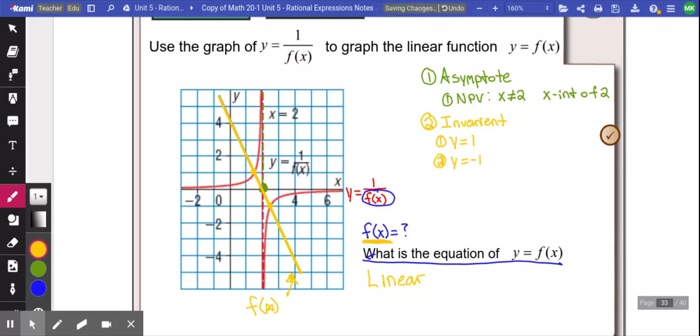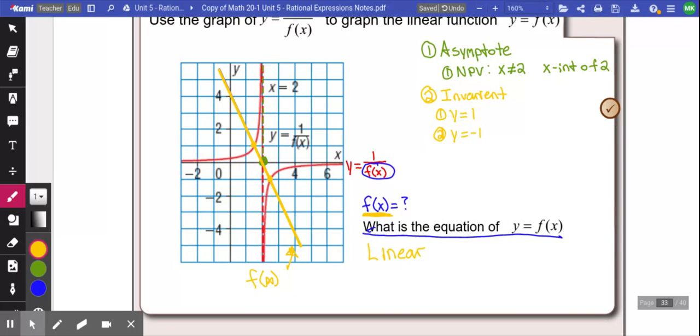And we know that linear equations are y equals mx plus b. So if I wanted to find what that linear value was, I would have to go to that function and find my m value, which is my slope, and my b value, which is my y-intercept.